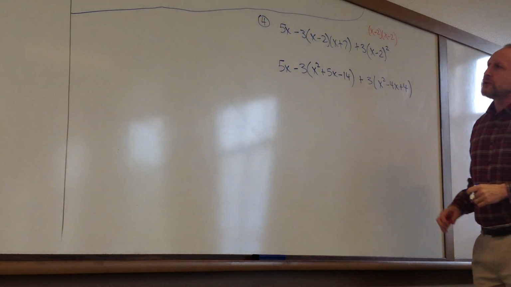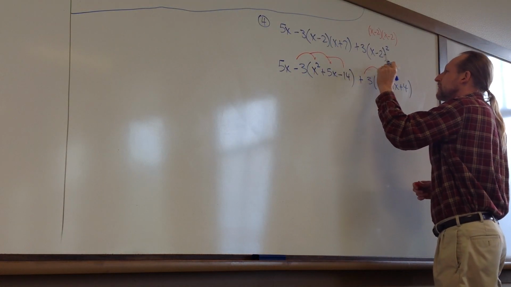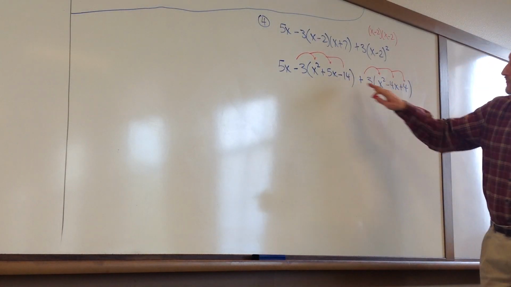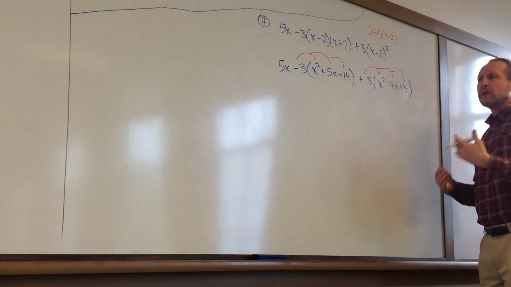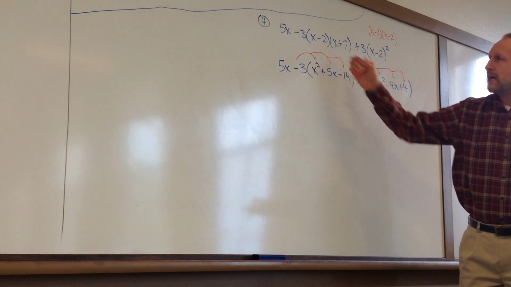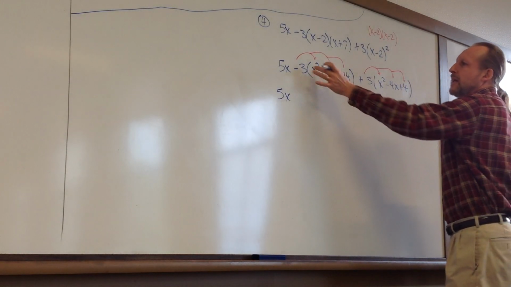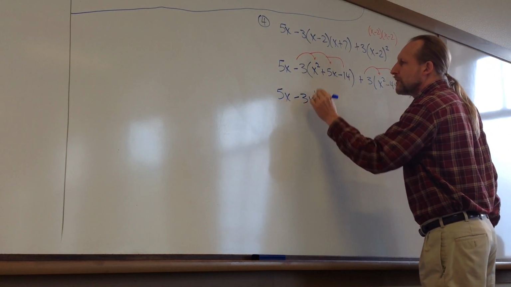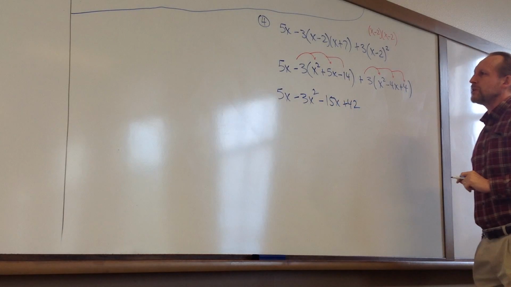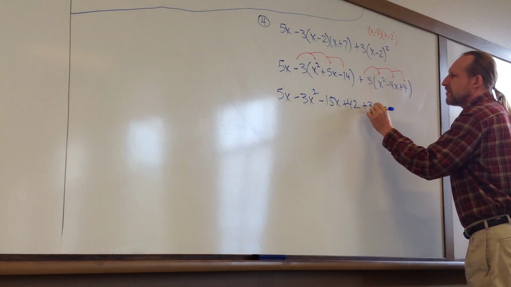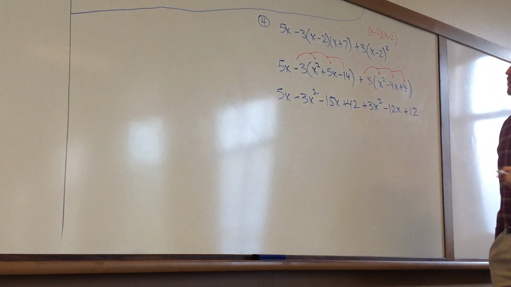The next thing we want to do is distribute these 3's inside the parentheses. Now notice that this 3 has a positive in front of it, this 3 has a negative in front of it, and we want to carry those signs with the number as we distribute. So this 5x will stay the way that it is, and then here we'll have minus 3x squared, minus 15x, and positive 42. Over here we'll have positive 3x squared, minus 12x, plus 12.